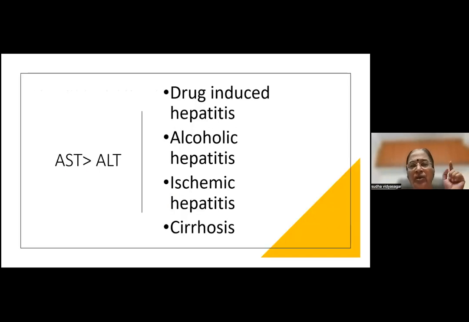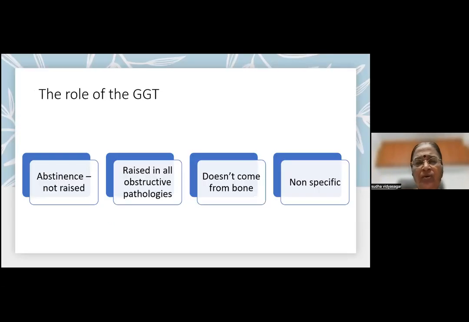Okay, so AST more than ALT. Which conditions do we get? Drug-induced hepatitis, alcoholic hepatitis, ischemic hepatitis, and in cirrhosis, which we haven't discussed so far. But these are the conditions where AST is more than ALT. And of course, if you have some other source of AST, that is different. I'm not talking about that at all.